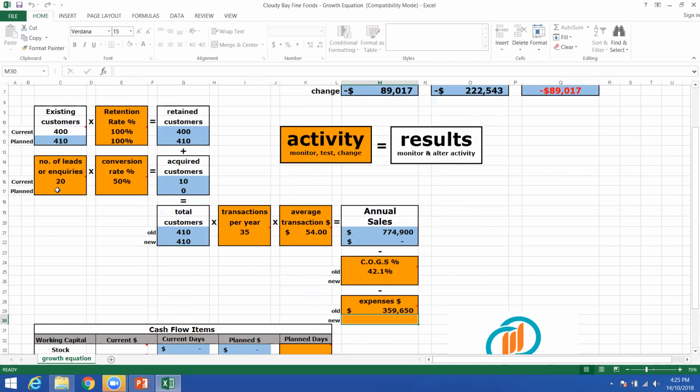Nigella's generating about 20 new leads per year, which is just under 2 per month. So what could Nigella do to generate more leads than she currently is? The first place to start is marketing. She could do advertising, perhaps promoting her business at the local school to get more mums to drop in for coffee after they've dropped the kids off.